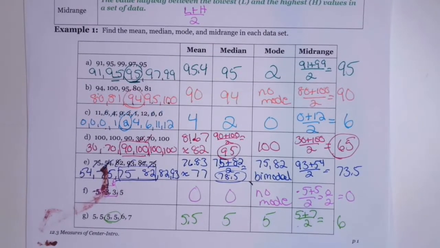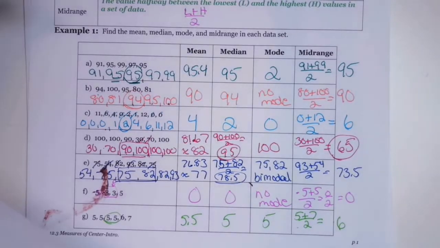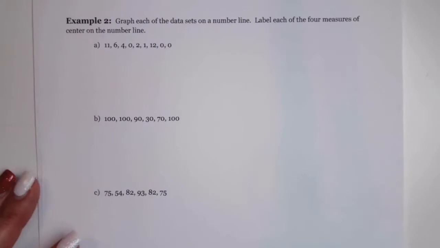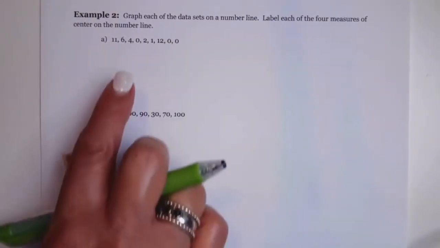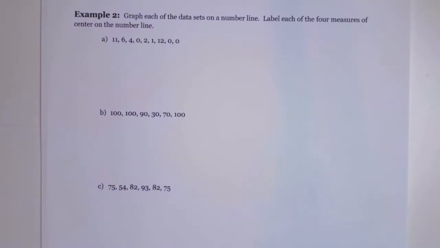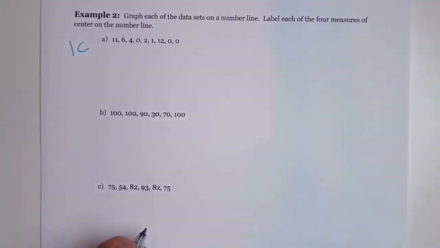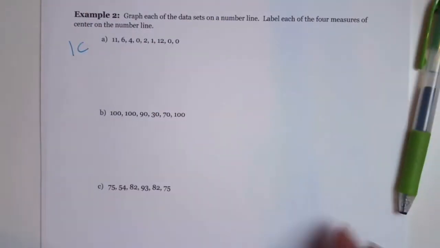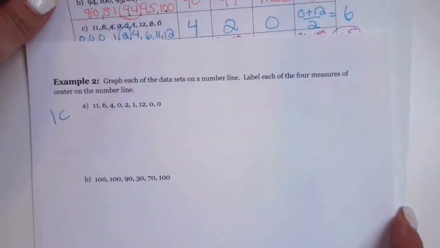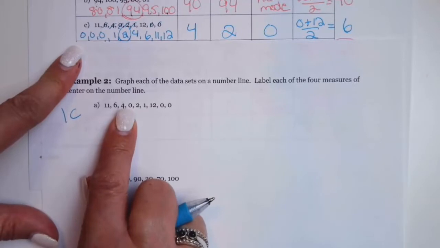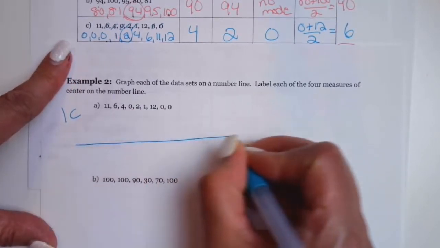Okay, let's move on to here. Graph each of the data sets on a number line, and label each of the 4 measures of center on the number line. So this one here was from example 1, this is 1C. We've already calculated the 4 measures of center. It's this one here.